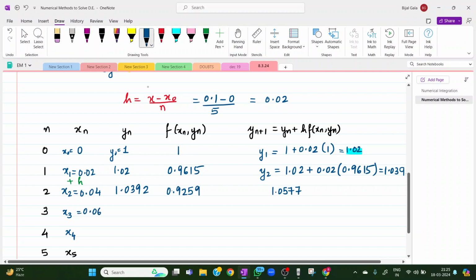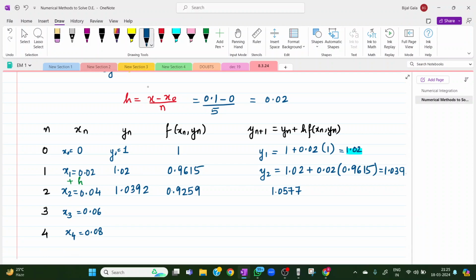This will be 0.06. This will be 0.08. And I don't think ये calculation करने की ज़रूरत पड़ेगी. Because यहाँ पे ही आपको y5 मिल जाएगा. This is y3, no? Here you will get y4. And here you will get y5. Your target is to find y5. Okay? So you will already get it here. So this is 1.0577. Come on, do the calculation.